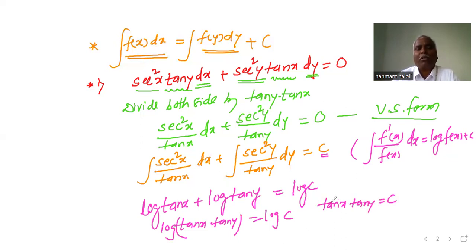This is our solution for the given ordinary differential equation, which contains only one arbitrary constant and a relation between the x and y variables. So this is called the solution for ordinary differential equations. Got it? Now we go for one more simple example where you can get the terms.